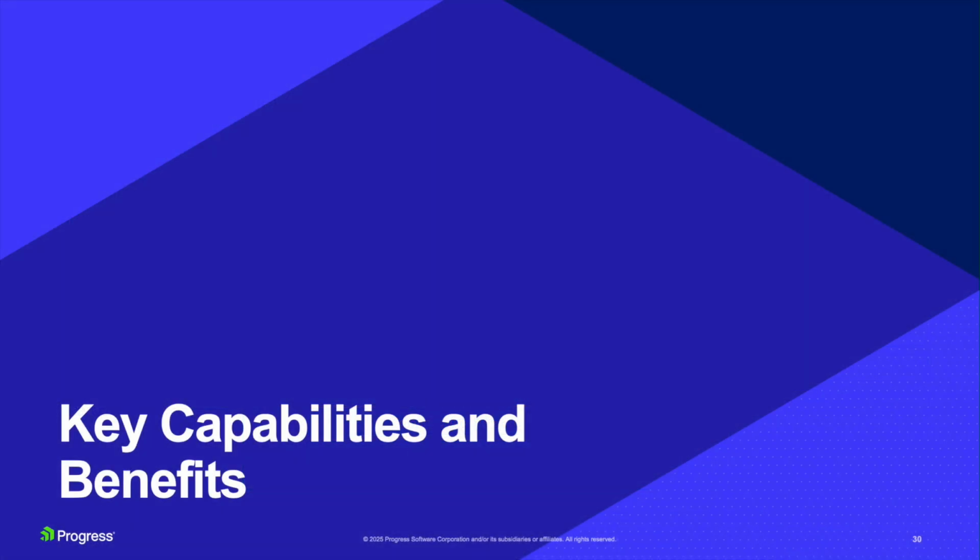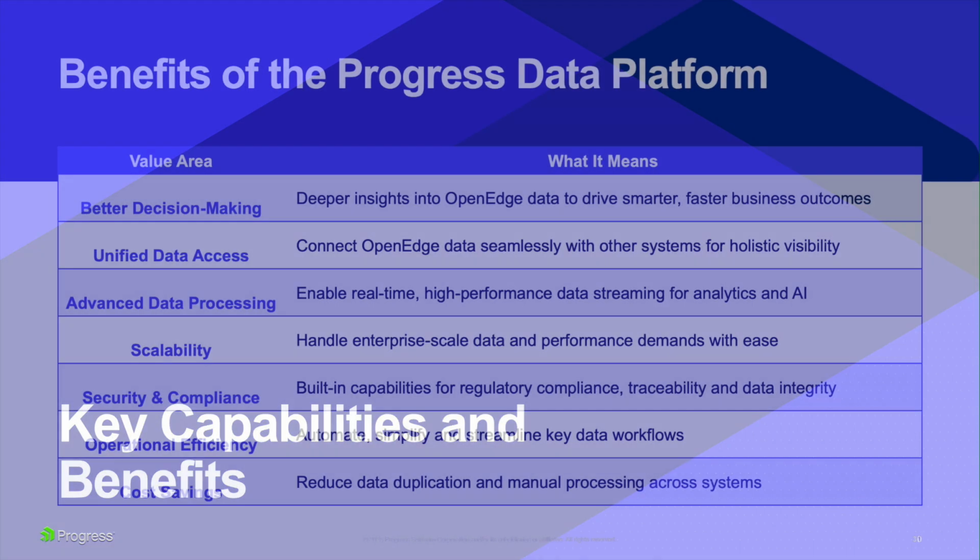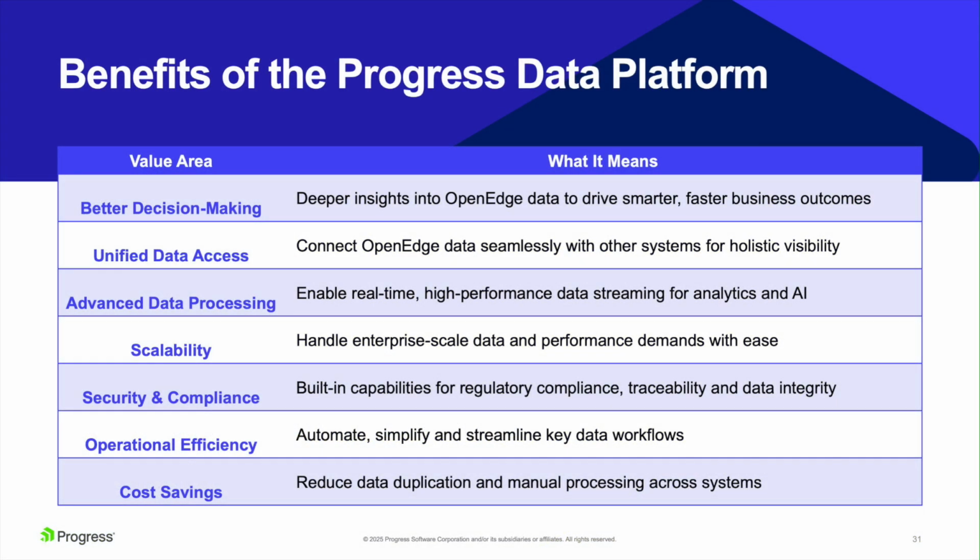So let's talk about some of the key capabilities and benefits. Because all of your data will now be in one place, you'll be able to gain deeper insights into your OpenEdge data along with all your other data and promote faster business outcomes. You'll have a single point from which you can access all of your data. With the data stored in a high performance data store, you'll be able to stream analytics, data, and information for AI. The platform is built to handle enterprise scale data and continue to meet performance demands.